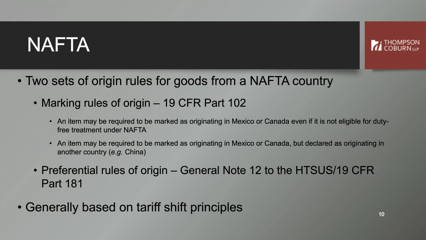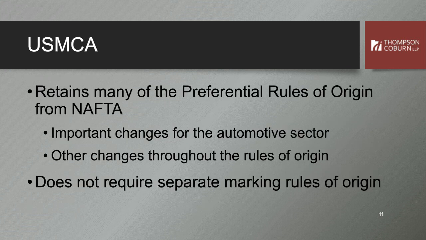So the next thing is USMCA. USMCA retains many of the preference rules of origin that were in the NAFTA. There are not a lot of changes to the origin rules. The important changes are with regard to the automotive sector. There are some important changes there, primarily dealing with regional value content and labor value content. But there are also some changes to the rules of origin in the tariff shift approach.